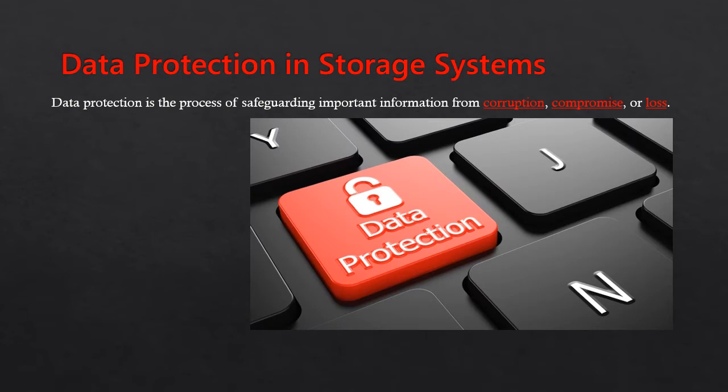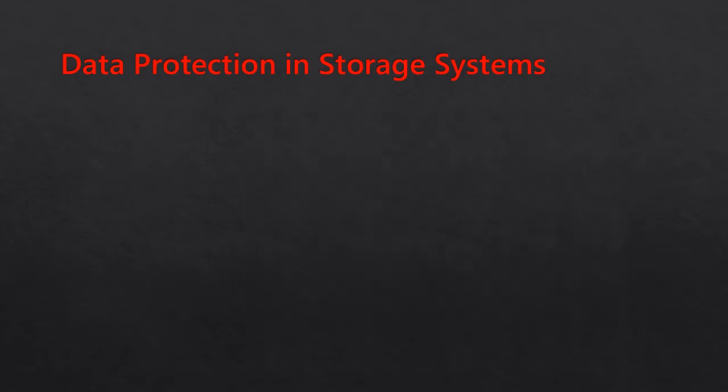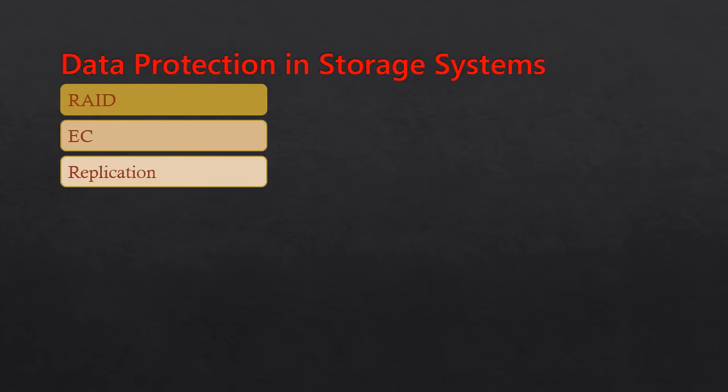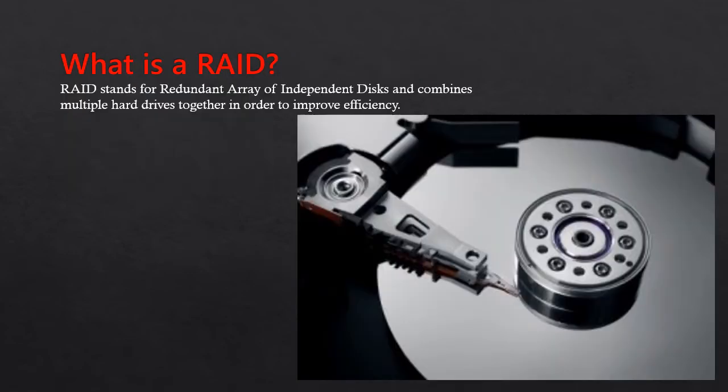Data protection is the process of safeguarding important information from corruption, compromise, or loss. The importance of data protection increases as the amount of data created and stored continues to grow at unprecedented rates. When looking at data protection, many factors need to be considered. RAID, EC, and replication are three ways for data protection in storage systems. RAID stands for Redundant Array of Independent Disks.